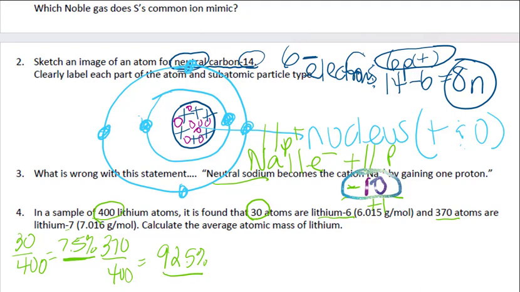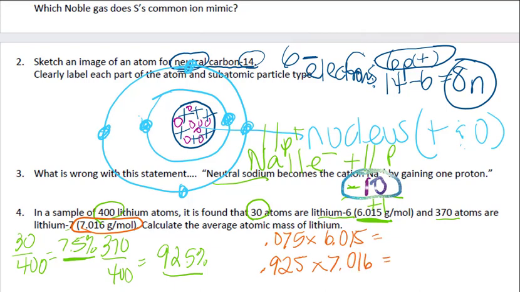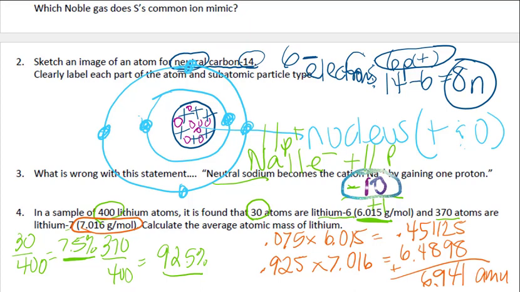So now I can take these percents and times it by the mass and go back to what we were doing before. So I'm going to take that 7.5%, which is 0.075, and times that by 6.015. And then I'm going to take my 0.925, times that by this mass, 7.016. All right, I just plugged those into my calculator. So I got my two answers. I added them together, and that gives me my AMU, my average atomic mass units.